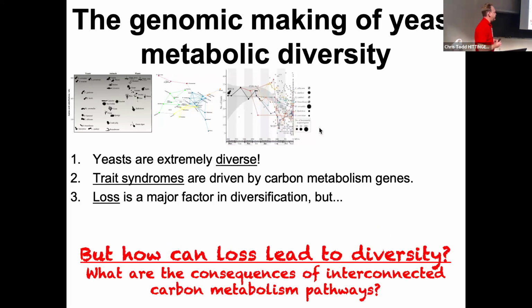But that really raises a paradox. How can all of this loss generate the kind of diversity that we see, the different strategies that they have for what they're going to eat, when they're going to eat it, what they're going to do with it? And related to that, you'll hopefully see by the end, what are the consequences of these interconnected carbon metabolism pathways, these that lead to these trait syndromes?